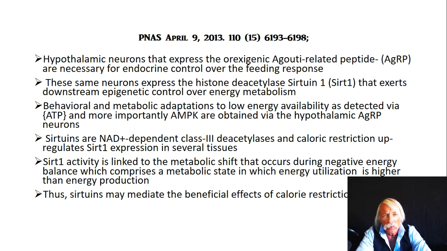Behavioral and metabolic adaptations to low energy availability. Again, something we talk about a lot in Vera Med, as detected via the concentration of ATP, and more importantly, the AMP kinase, which is on the other end of the spectrum, are obtained via the hypothalamic AgRP neurons. Okay, so what we're saying is that metabolism is going to be integrated into this feeding response, which makes sense, right? So if you have a low energy budget, what does the brain need to know? The brain needs to know that you need to take in calories, right? But when those calories are taken in, the brain likewise needs to know, and it's working through the hypothalamus here, that feeding should stop.